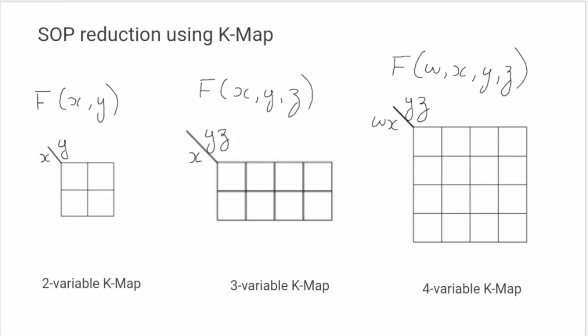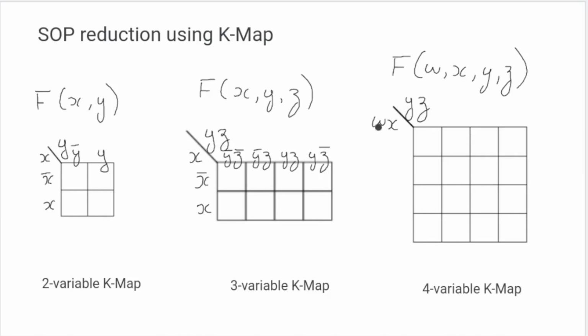Now let us label the individual rows and columns. So the first column is for y complement, second column is for y, the first row is for x complement, and the second one is for x. Similarly over here also, the first row is x complement, second row is x, and on this horizontal axis, the first one is y complement z complement, second one is y complement z, third one is y z, and fourth one is y z complement.